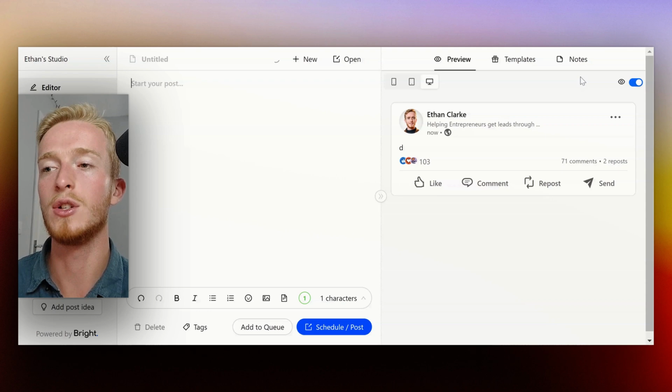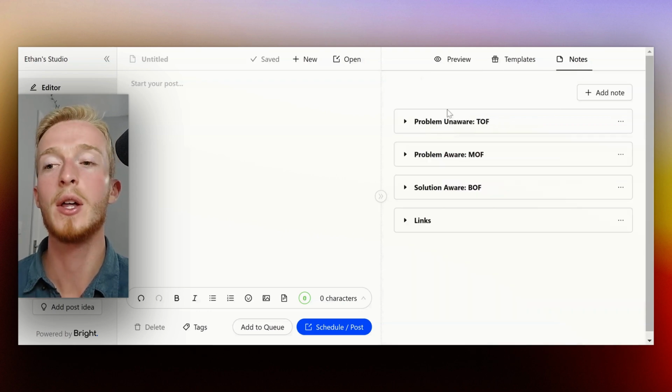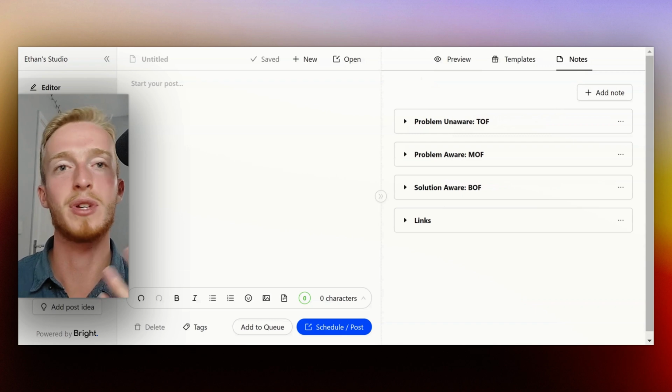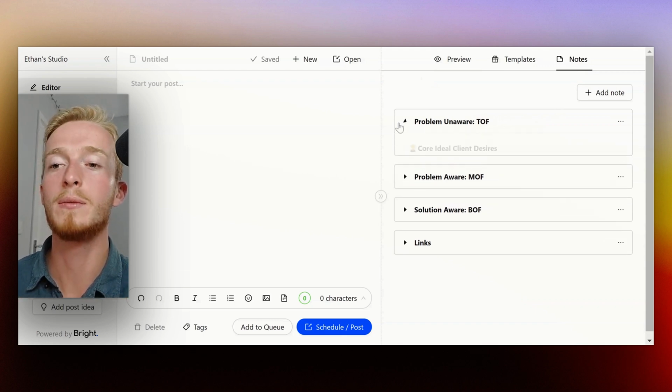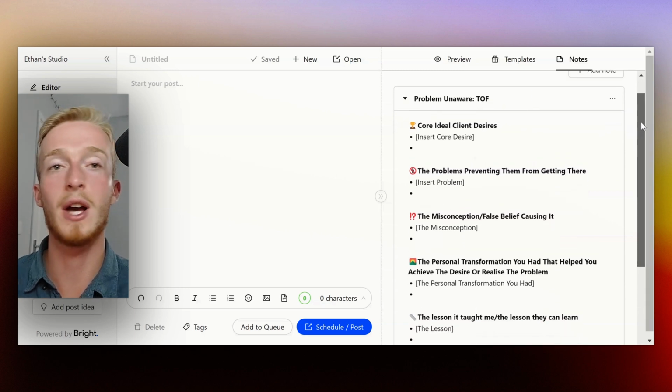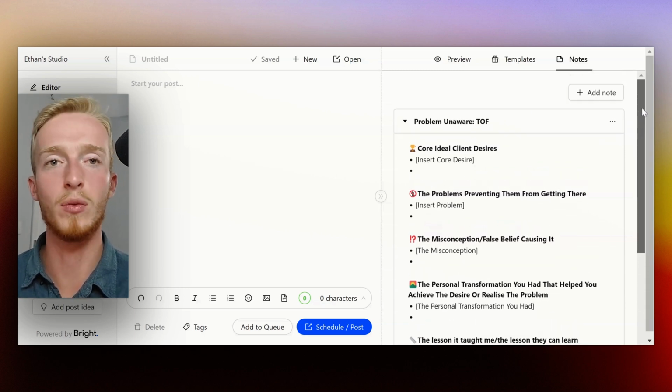However, what I want to bring your attention to is the notes here. When you are writing that content, it's very difficult, and a lot of the time you can just be left with a bit of that blank slate feeling. So let's look firstly at what I've got with these notes. You can add as many notes as you want, and you can have them as whatever you want.